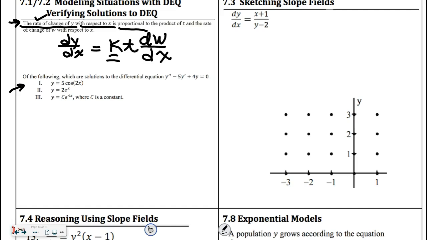So you would just check which ones of these, when you take their second derivative, subtract 5 times their first derivative, add 4 times it, gives you a 0. You can't answer the question until you do all 3 of them. But I'm only going to do one of them. All right, just to show you what I mean, I'm just going to grab one here. Let's do 3 and see if it works.